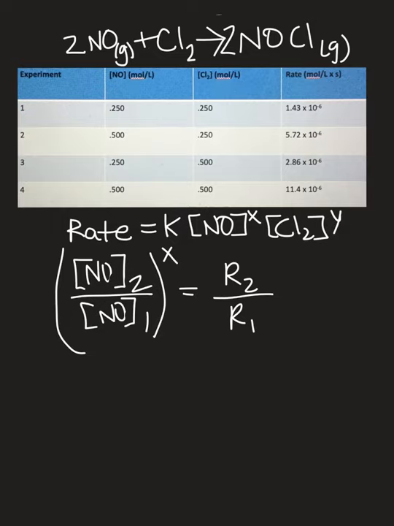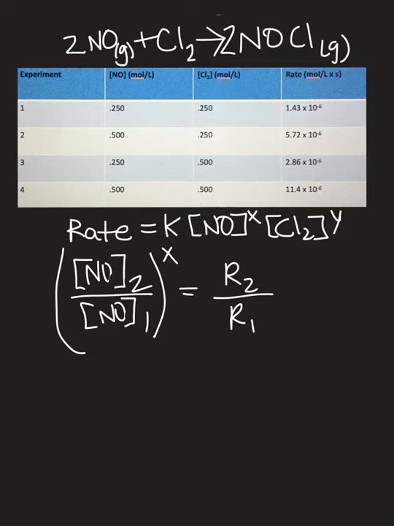So we're going to have the concentration of nitrogen monoxide in experiment 2 divided by the concentration of nitrogen monoxide in experiment 1, raised to the exponent of x, because that's what we see in our formula. And this is going to be equal to the rate from the second reaction divided by the rate from the first reaction.